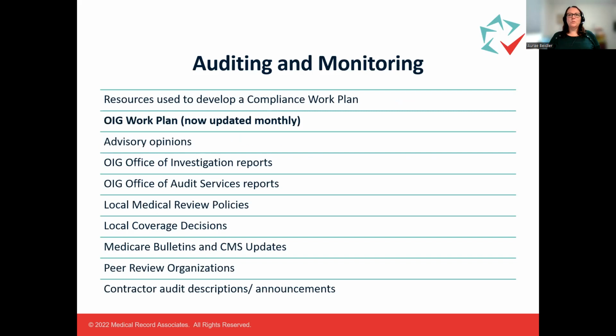So some of those resources, and we will get back to some of these as we talk about the OIG work plan items as well. So these are the resources used to develop your compliance work plan. The OIG work plan, which in the past used to be an annual that would come out fiscal year in October, is now updated monthly. So it's really more useful. It's more up to date. So we'll look at that.